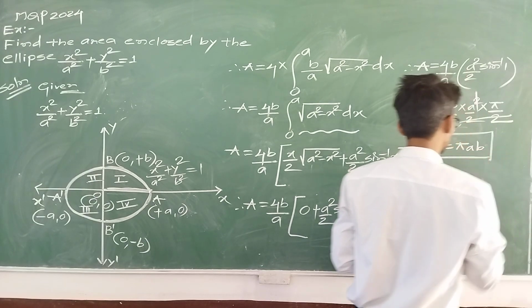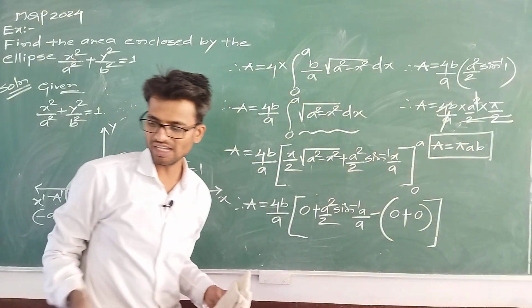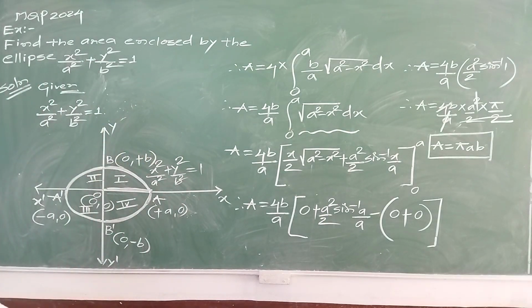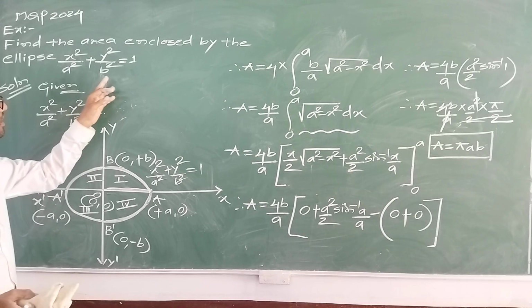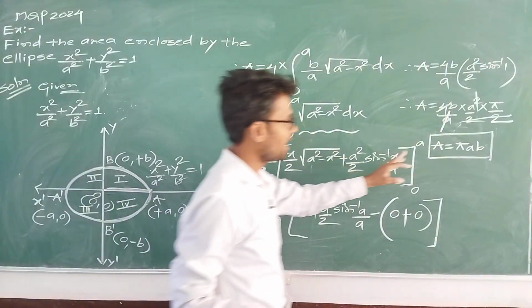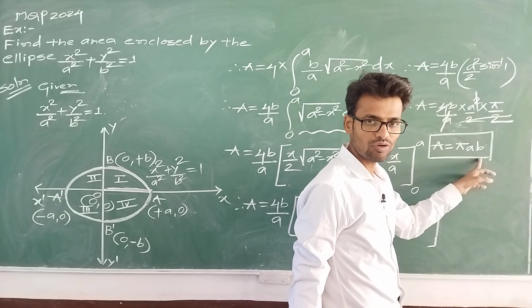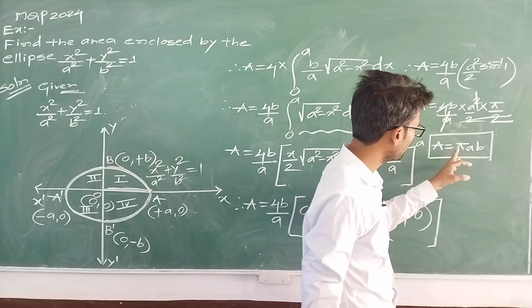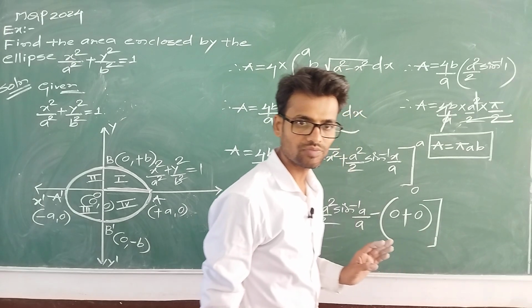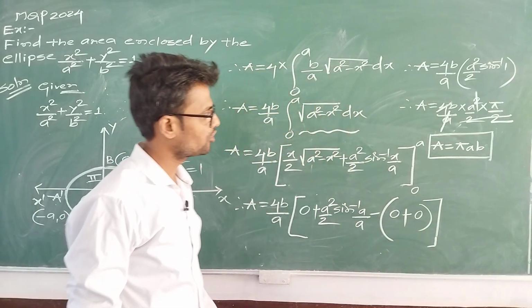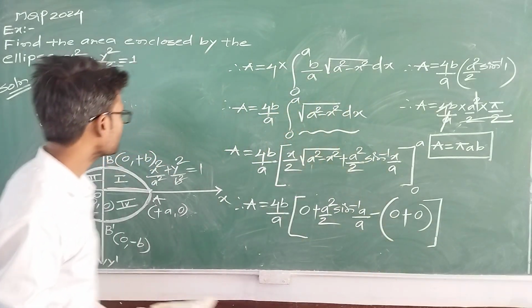Therefore, the area of the ellipse, that is the area bounded by the ellipse x square by a square plus y square by b square is equal to 1, is pi ab. Here pi is a constant, its value is 22 by 7 or 3.142. So this is very important.